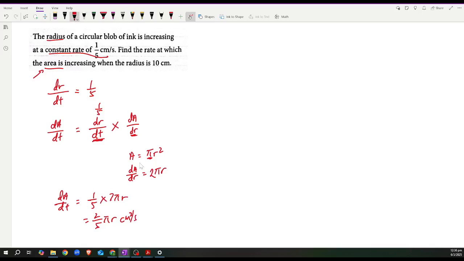This is not the end of it, because this is the general rate of change of area. They're asking for the rate of change of area when the radius is 10 cm. That's a specific point in time, which means the rate of change of area is not constant. So you need to sub r equals 10 in here. Let this be equation 1, sub r equals 10 into 1. So dA/dt equals 2/5 times pi times 10, which is 4 pi cm squared per second. This is the answer.